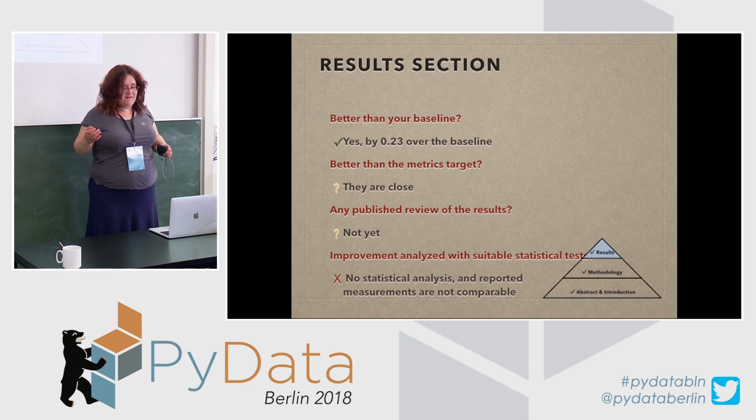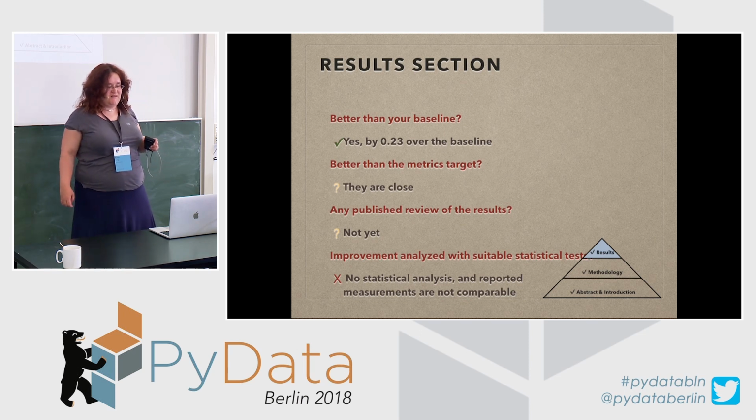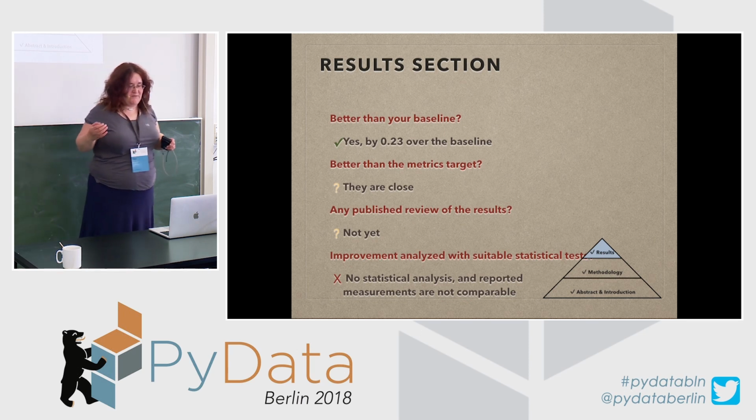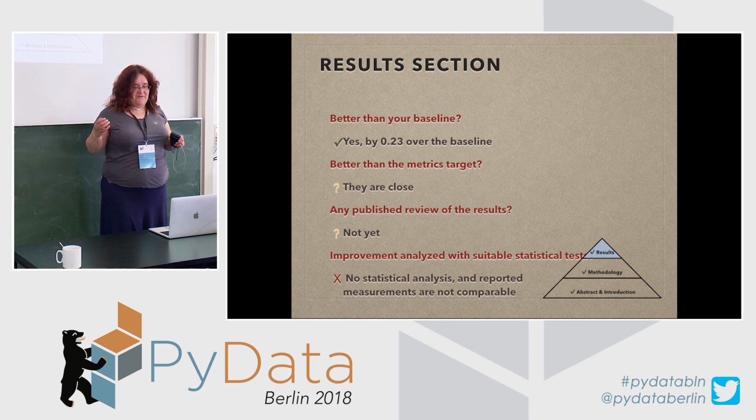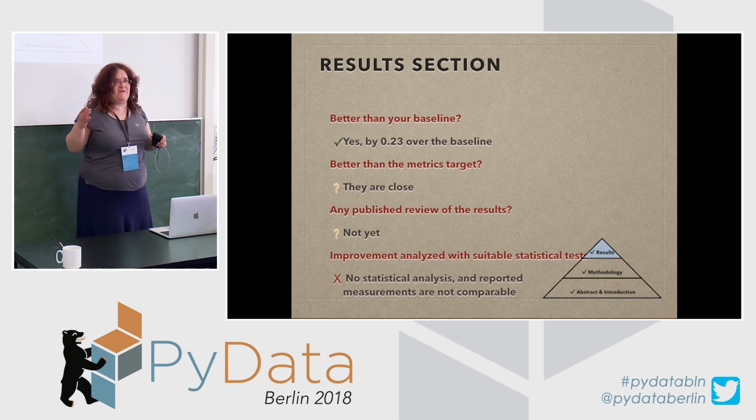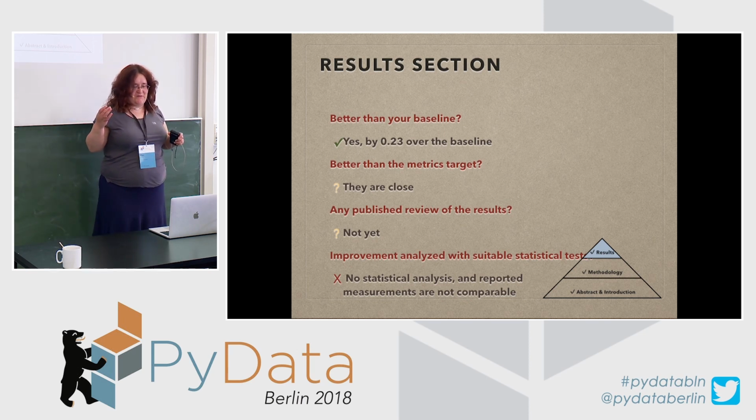The next question is whether the results are better than the baseline, which we already checked a bit in the introduction. And yeah, we found it's about 0.35 better than our baseline. And we also checked whether it was better than our metrics target. And there we set a metric target of 95%. And they claimed 93%, so it's not quite there, but close enough possibly.